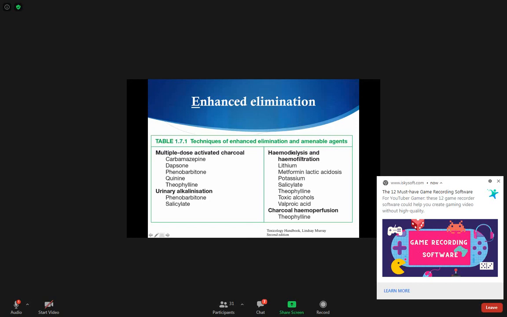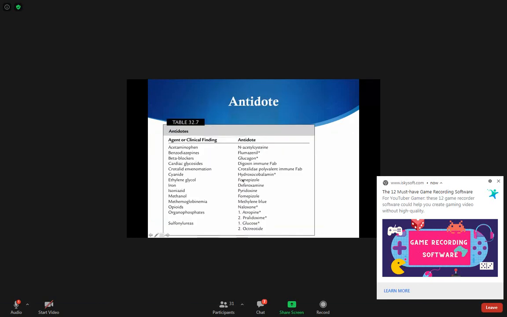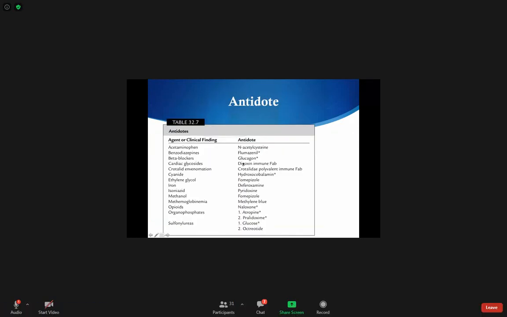Hemodialysis, you dialyze the drug, okay? And forget about this. So multi-dose activated charcoal, urine alkalinization, and hemodialysis are the things that you're going to see, and mostly urine alkalinization and hemodialysis. But these are the ways to enhance elimination. Last thing in this lecture is the antidotes.